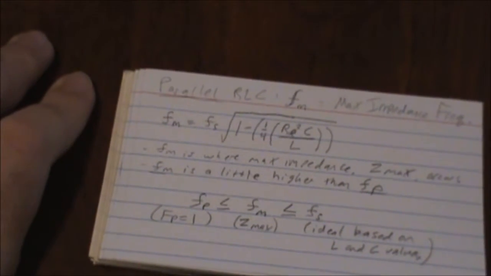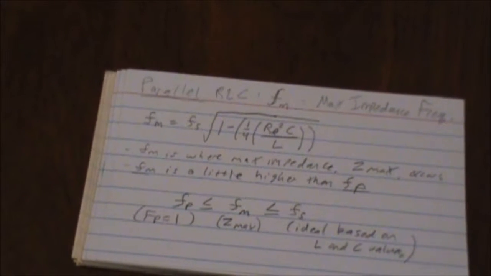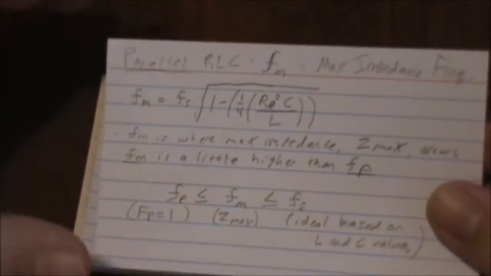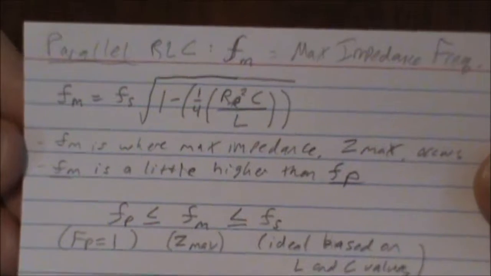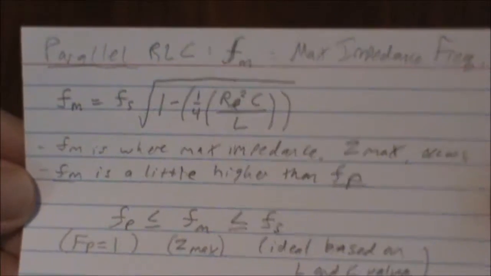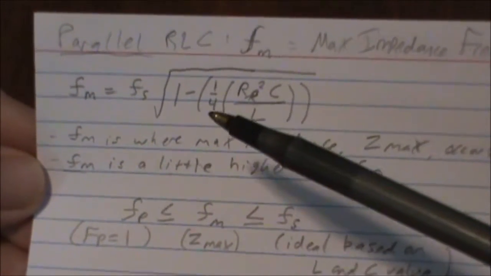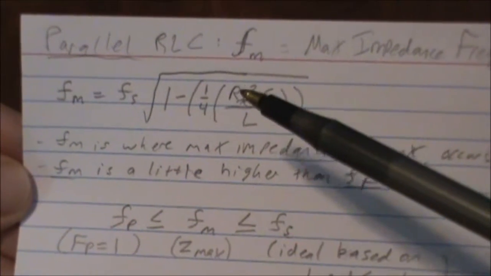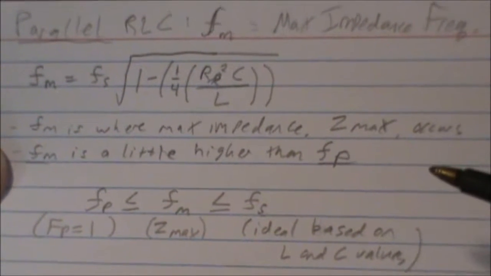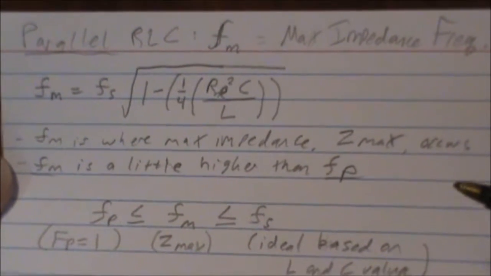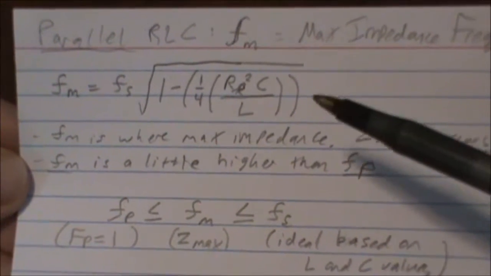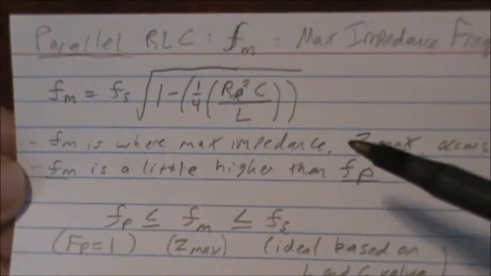So when you're dealing with parallel resonant circuits, here we have this max impedance frequency, which is basically the same formula that we just looked at, but 1 minus 1/4 of that value, R sub L, here I use the cursive, as you should too, lowercase l. FM is where max impedance, Z max, occurs, and F sub M is a little higher than F sub P. It's only 1/4 of that value here.